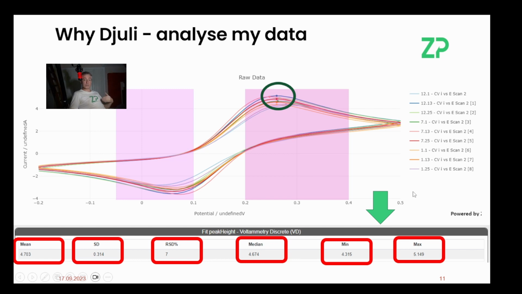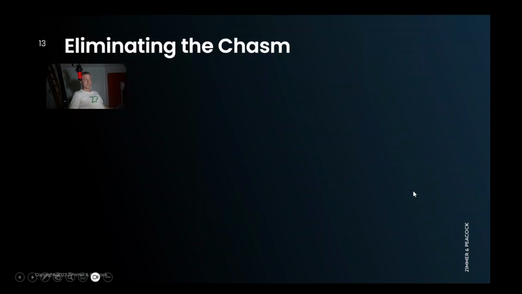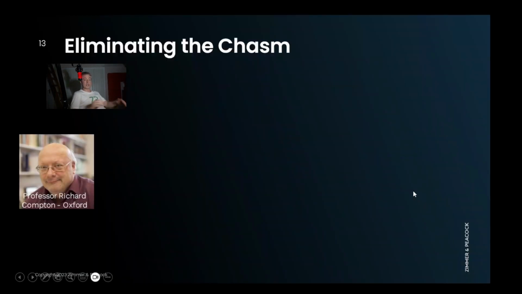Why do we do this? Because we use these electrodes, and actually this also forms the basis of a technology stack that we think you can use in your product or going to market. What we're actually doing at ZP is eliminating something that we call the chasm.